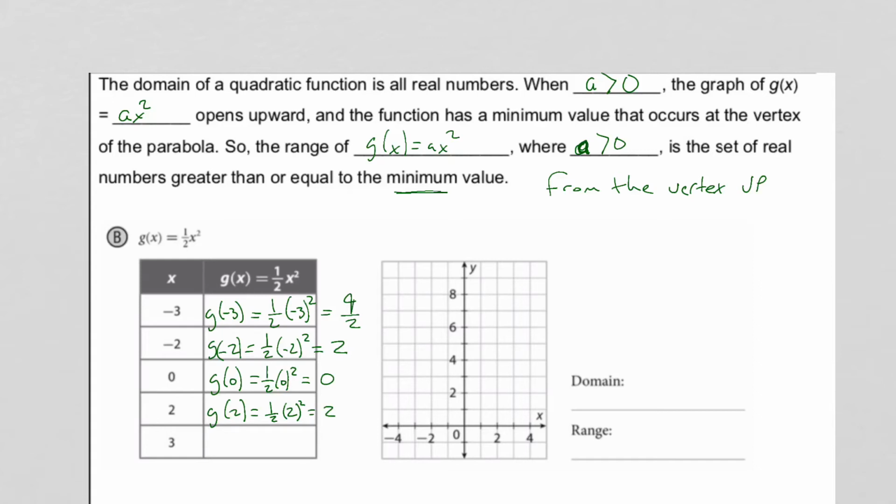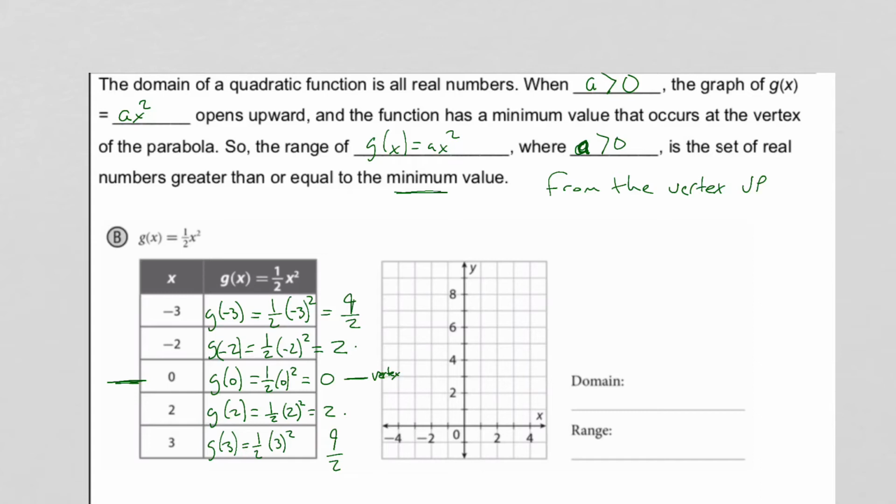This right here is going to be our vertex. And how can I tell? Because check out the symmetry here and here. Chances are this point is going to be 9/2. And let's see if it is. G of 3 is equal to 1/2 times 3 squared, which is 9. So 9 times 1/2. And it sure is.